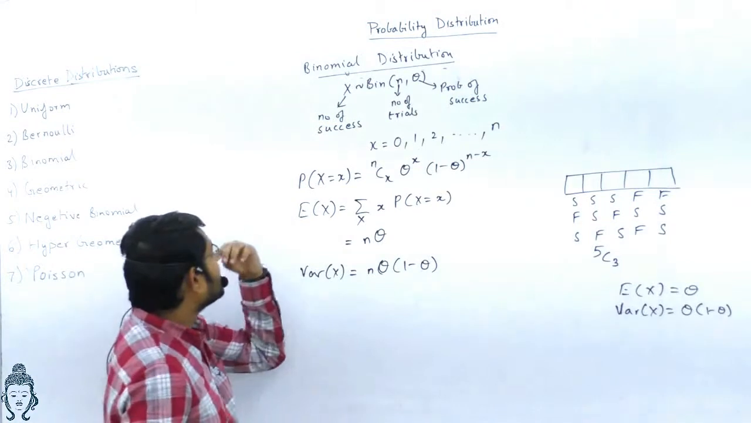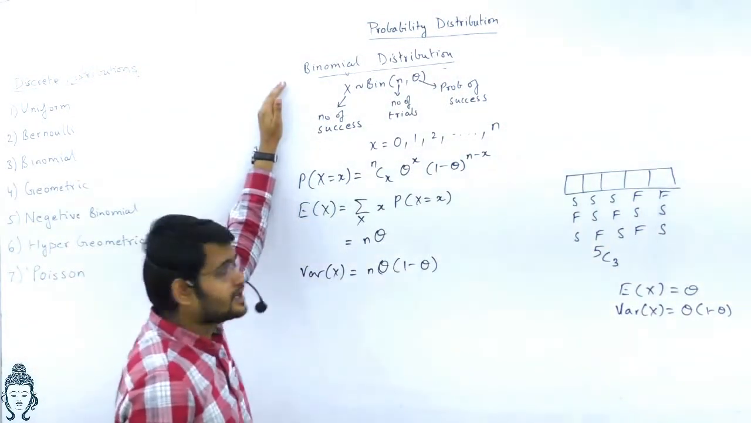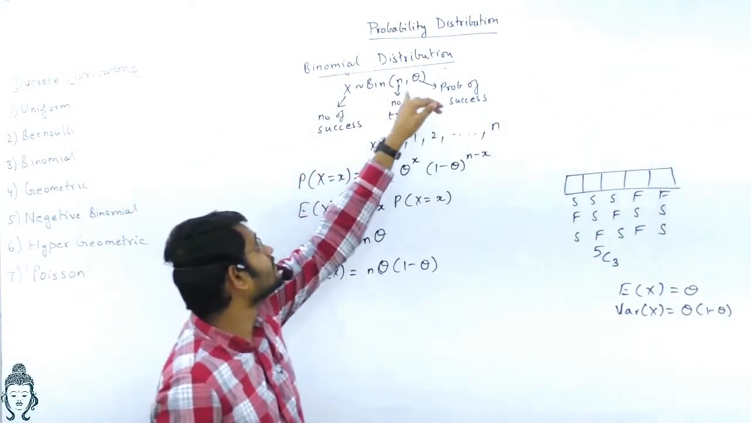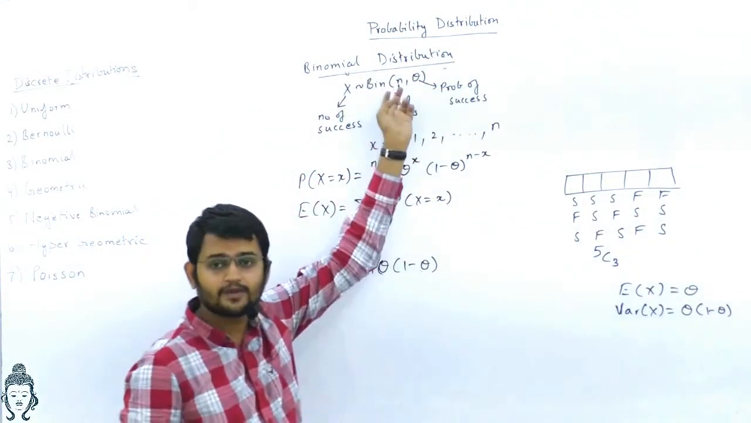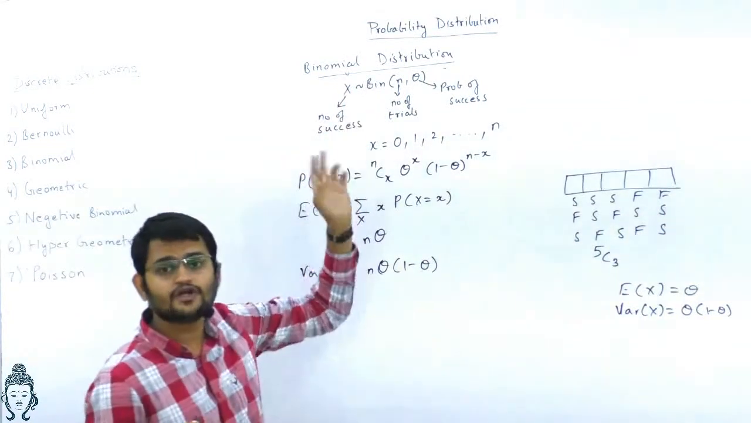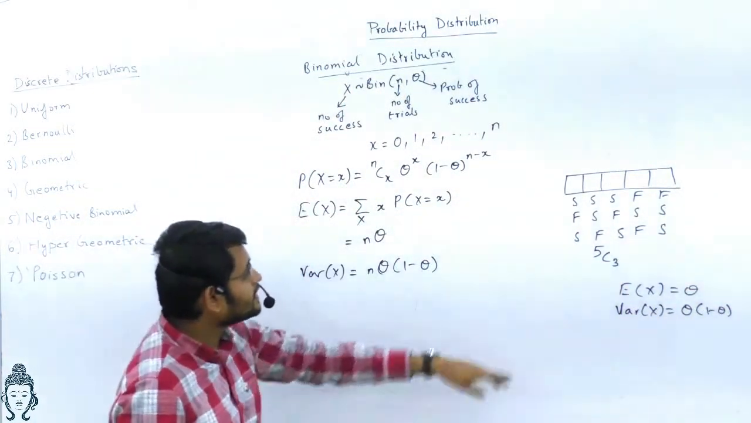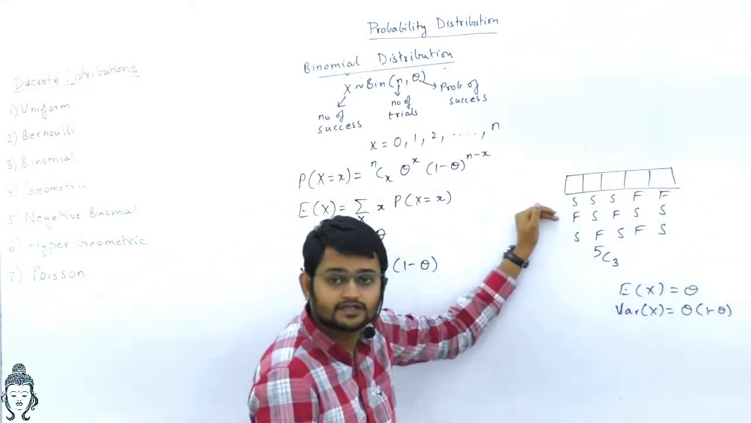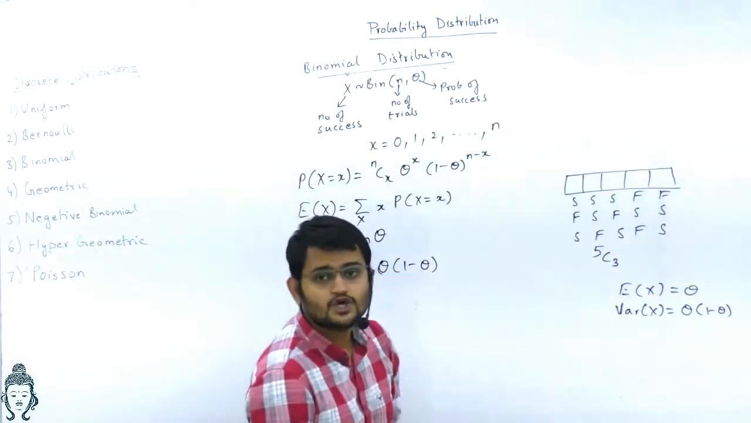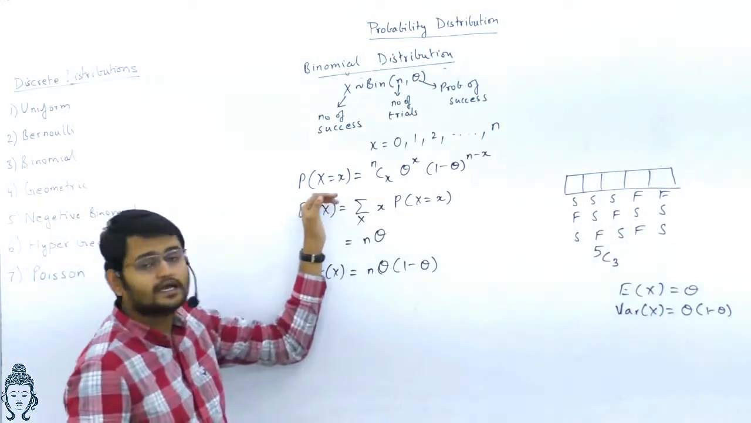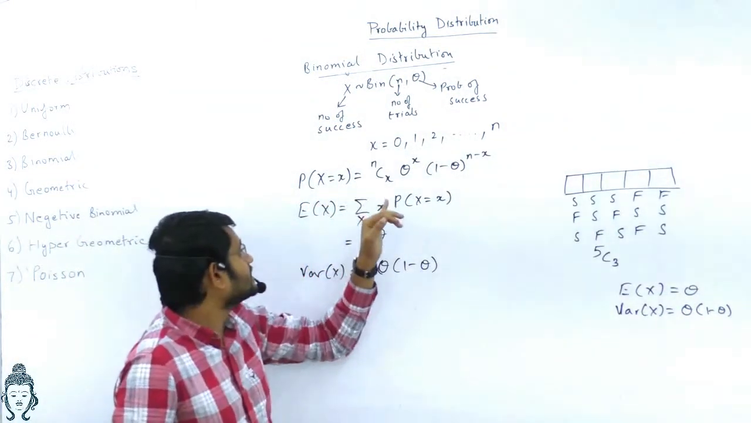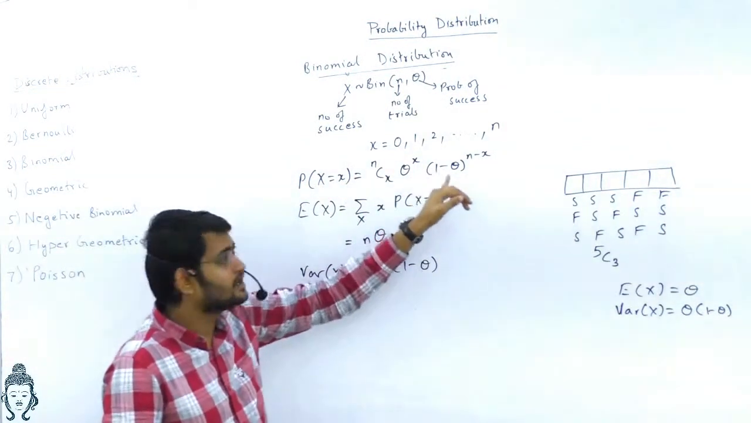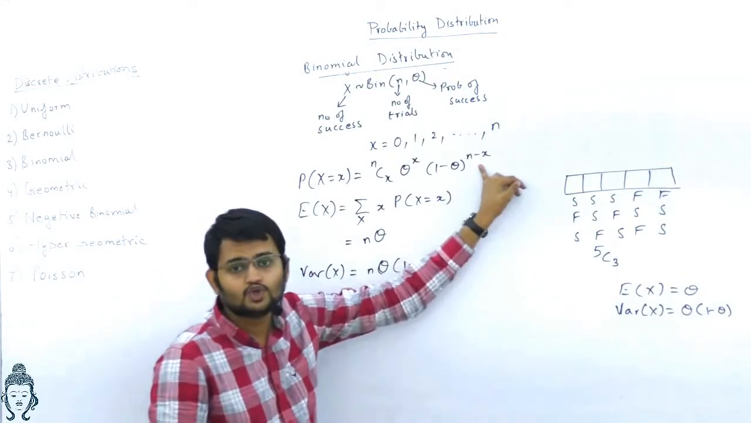So a binomial distribution is formed, or we write it as X follows a binomial distribution with n, theta. These are its parameters. We can change these parameters to fit different kinds of data, like the example we took of 5 coins in which we are getting 3 heads and 2 tails. So we are finding the probability that X equals 3. That would be 5C3 theta raised to 3, 1 minus theta raised to 2.